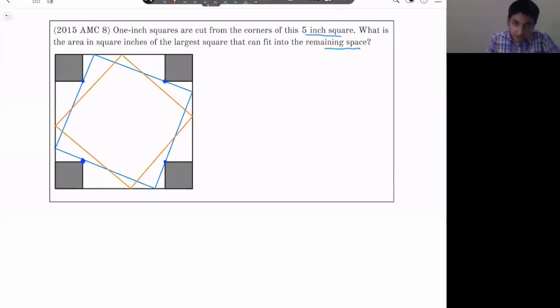If you have this midpoint square, this is actually a very common mistake on that test this year, that some people thought it's just going to be the area of this orange square right here. But you can imagine rotating it to form this blue square. So you can rotate and squish it in more.